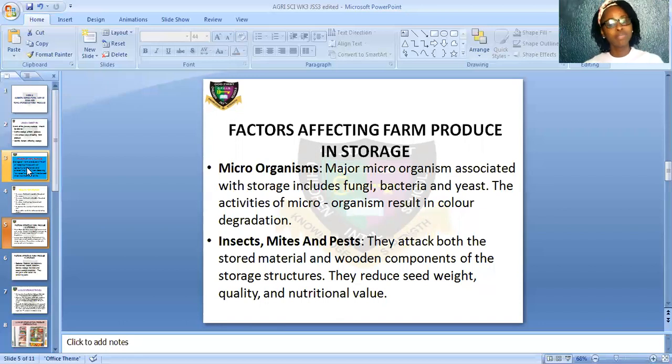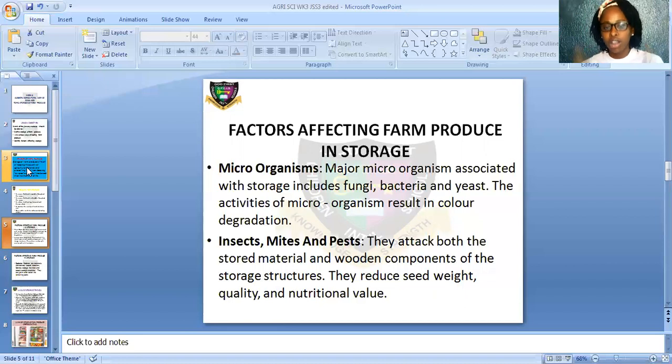The activities of microorganisms result in color degradation. It results in color changing. For example, we purchase tin tomatoes. You find out that because it is not properly stored, once you open the tin tomatoes, you find out the color has changed from red to black. What has affected it is microorganisms in the storage.